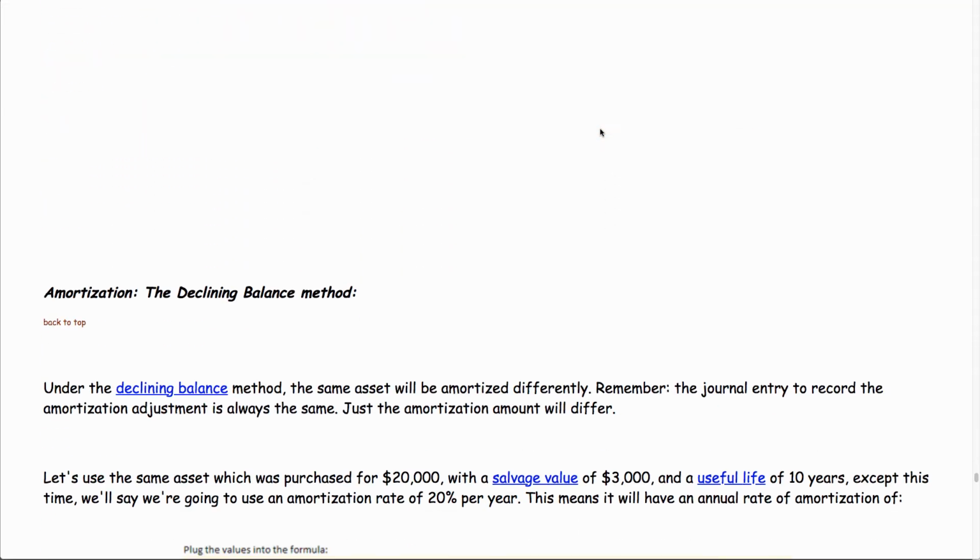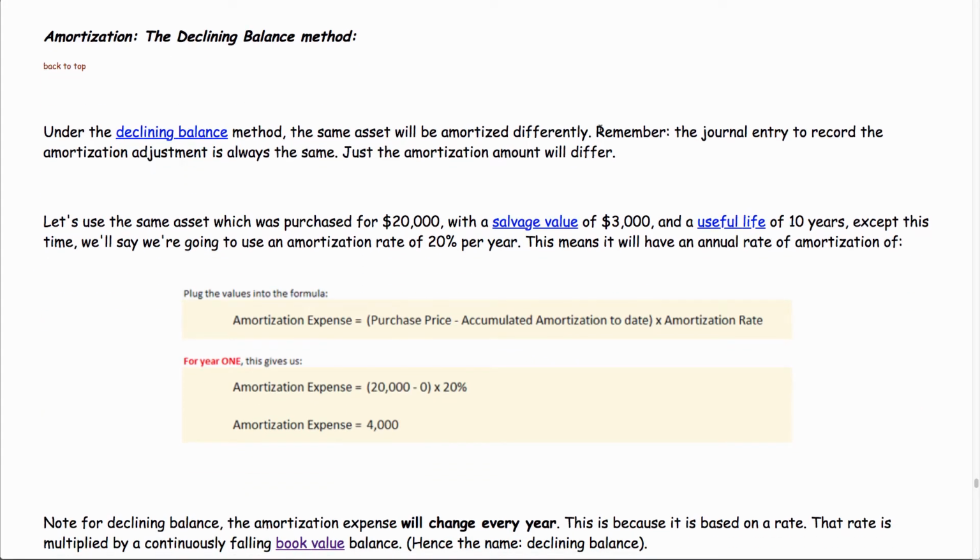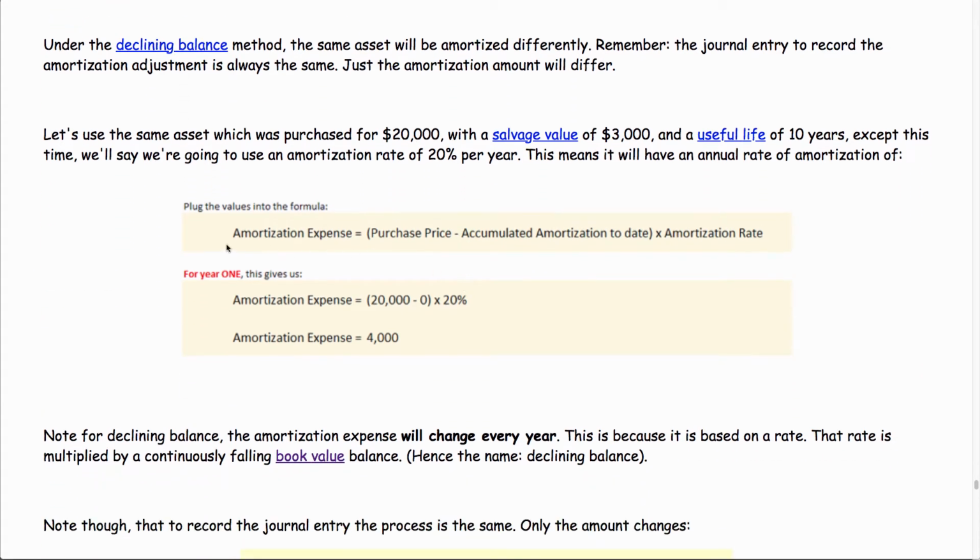The next method is called declining balance. This is an example, which you can look at later. But the next method is declining balance. And so what you do, here's the formula right here. The amortization expense, again, for 1 year is found by taking the cost or the book value, which is what this is in brackets, and multiplying it by the amortization rate, which is usually given in a question. So purchase price minus all the amortization to date that has been written off leaves you with the value to be amortized, right? The book value, it's called.